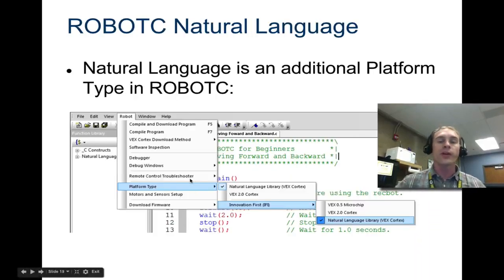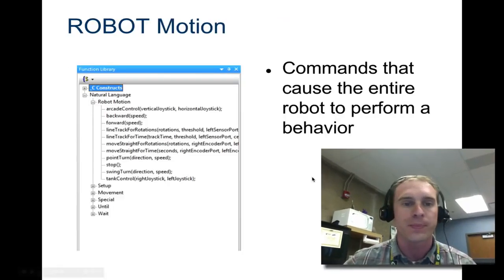And one thing just to make sure that you have set up, and I remind you this in the document, is you should click Robot, Platform Type, Innovation First. Make sure it's always on Natural Language, Vex Cortex. And yours actually looks a little different than this because we have an updated version. So it should say Natural Language, Vex Cortex. I don't believe the word library is there, but that's kind of what you're looking for. Natural Language, Vex Cortex, every time.